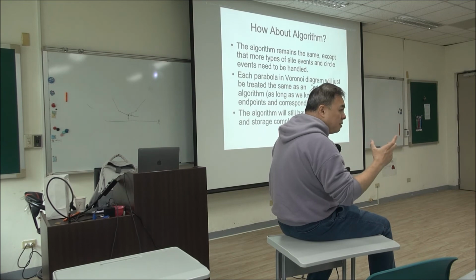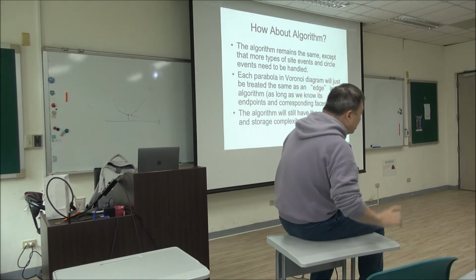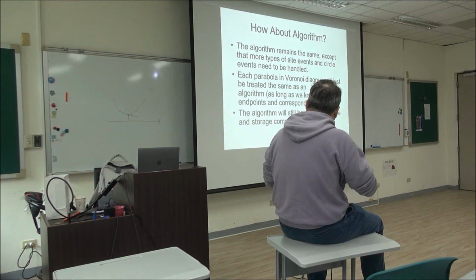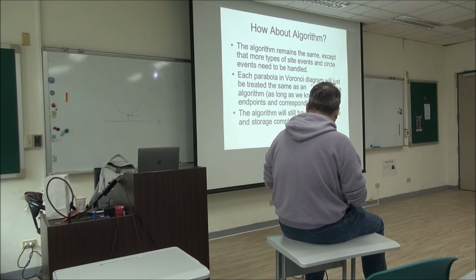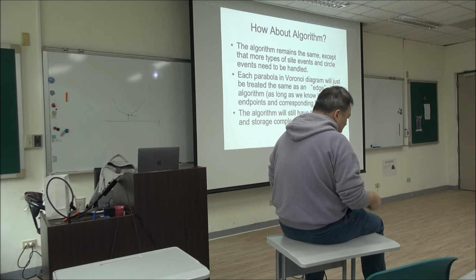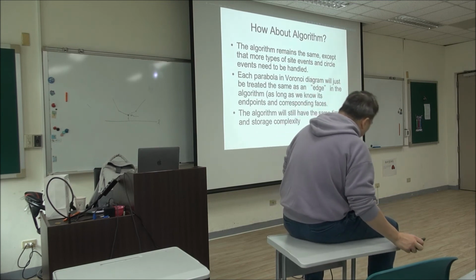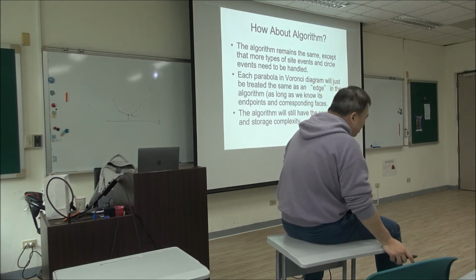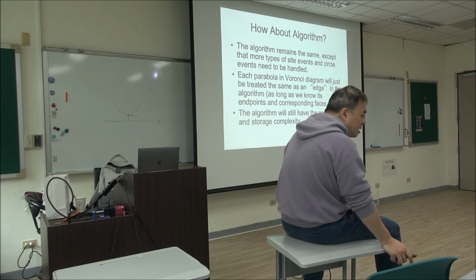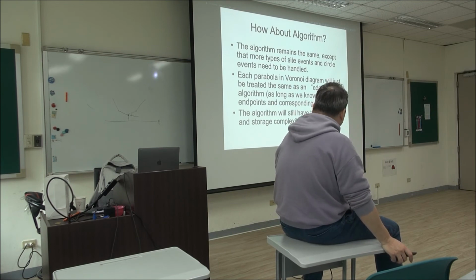That's the point why we can extend the doubly connected edge list to include the edges which are actually parabolas. So the algorithm will still have the same time and storage complexity, because, as I said, as long as each event can be handled in constant time, then the discussion of the complexity and the storage basically remains the same.